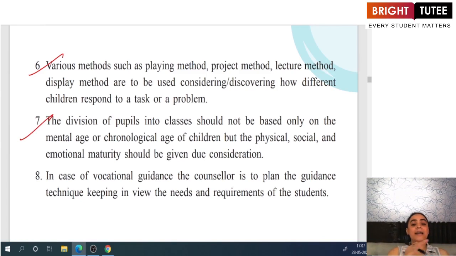Then when you divide the students in your class for any activity or purpose, you need to consider that the categorization should not be based only on mental ability or age, but also on physical growth, social development skills, emotional quotient, and everything should be considered. When we talk about vocational guidance, the counselor would also want to guide the children keeping in mind the different requirements, interests, attitudes and aptitudes of the children.